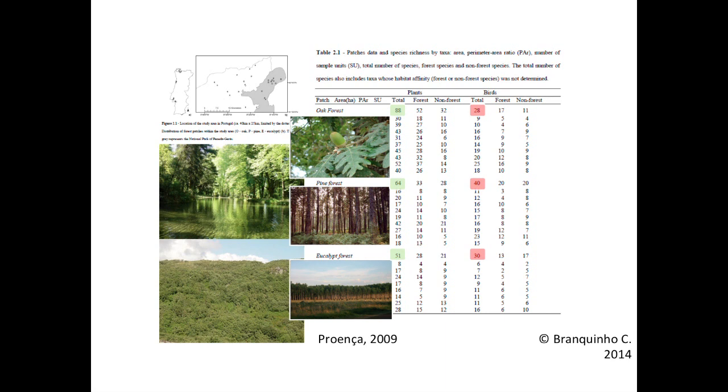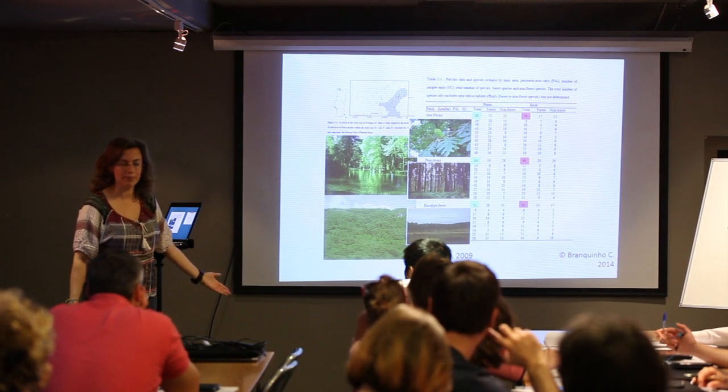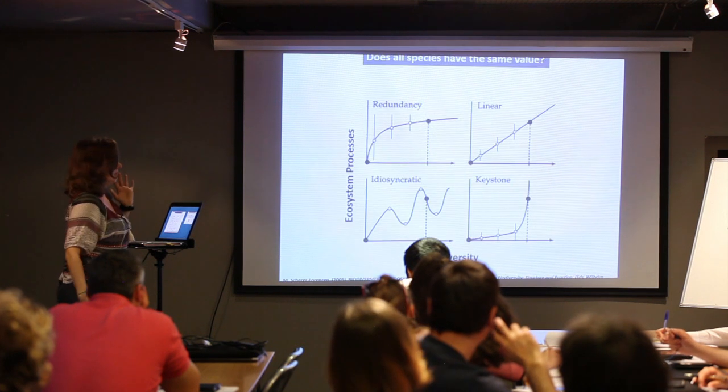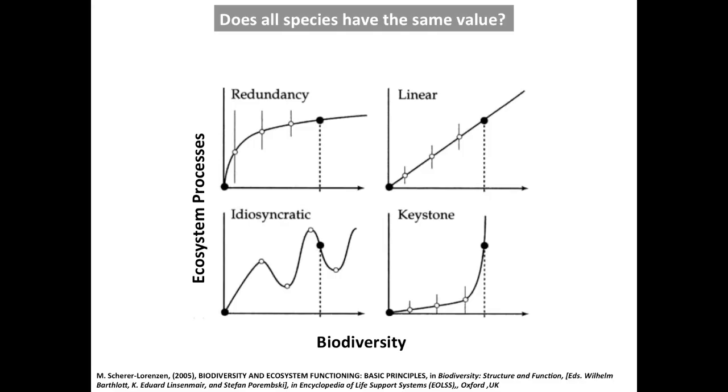So how can biodiversity be an indicator? Saying that eucalyptus is good, that is not true. So we know that it's not true. So what is the problem? Okay, do all the species have the same value? And this is the point.